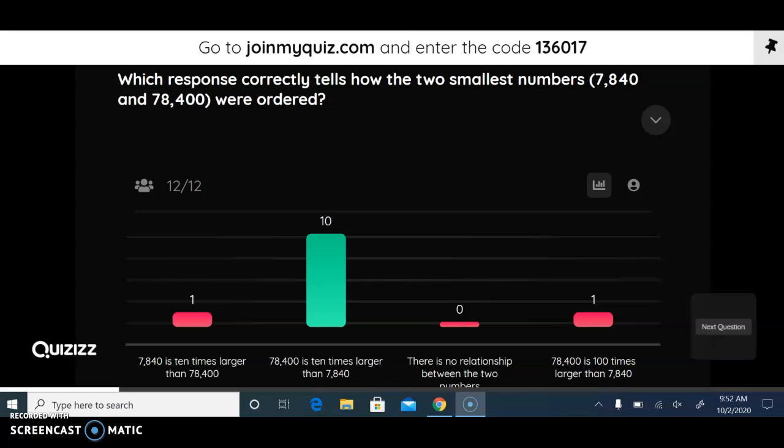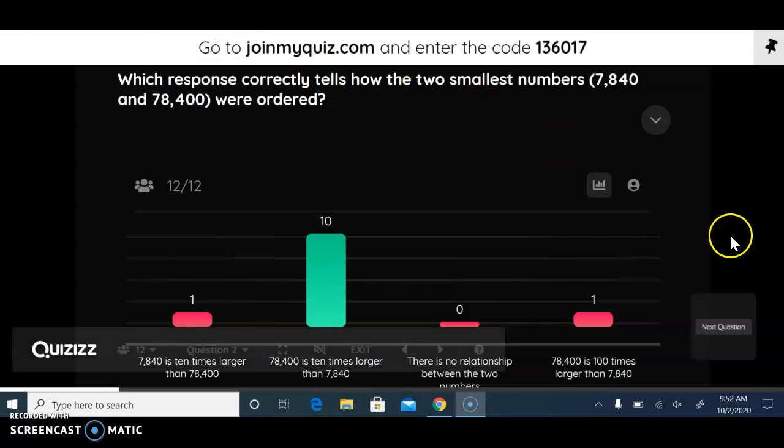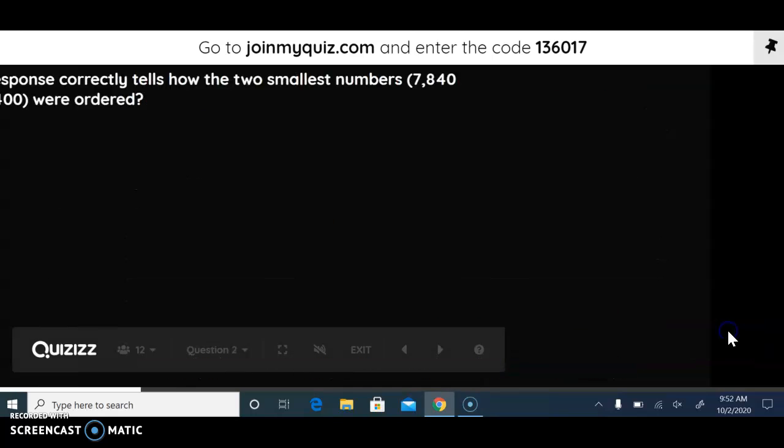How'd you know that, Jacob? Because 70,000 is 10 times larger than 7,000. Exactly. Each one of those digits shifted to the left, got one place value larger, which meant that we just added another 0 at the end of the number. All right, next question.